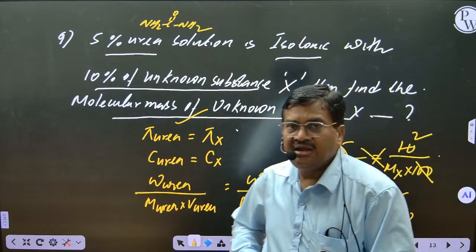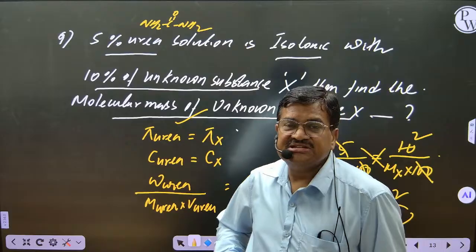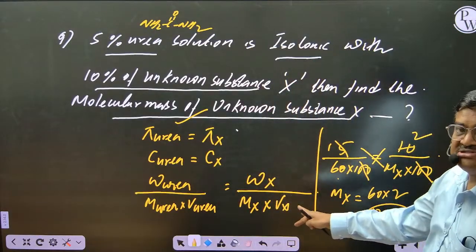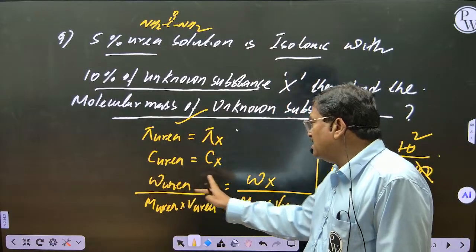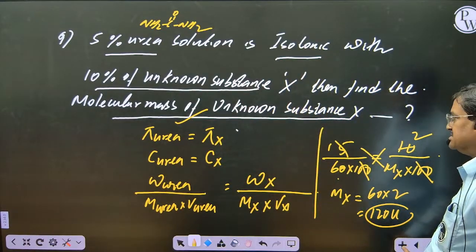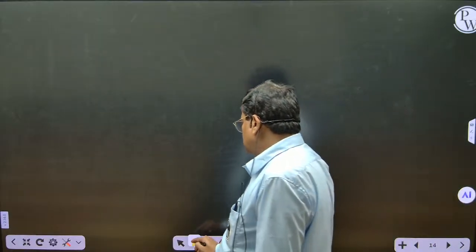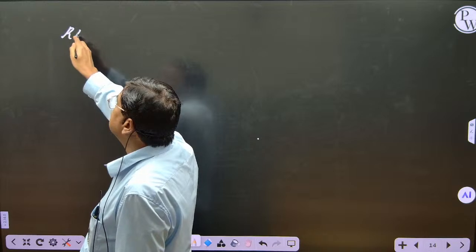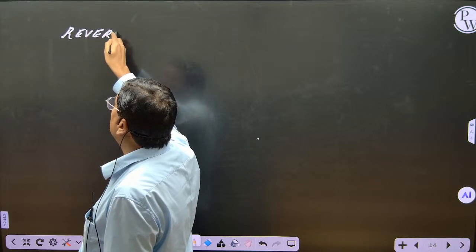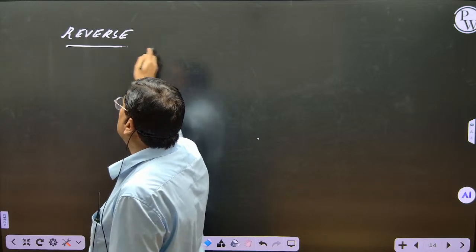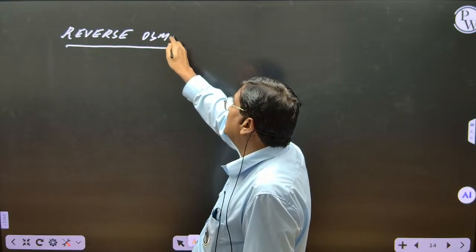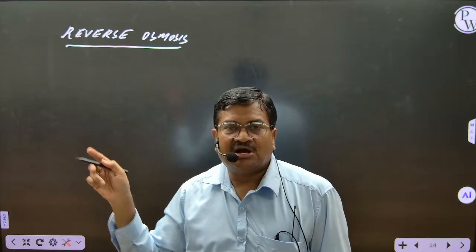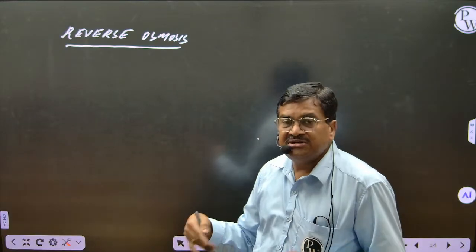Now lastly, reverse osmosis. Last concept for today. Copied all of you, understood all of you, this numerical, clear, no? Right. Now write the next heading, reverse osmosis. Now what is this reverse osmosis? You might have observed it in daily life, in corporate colleges and in corporate hospitals. They will mention RO. RO is what? A reverse osmosis. Just opposite to osmosis.